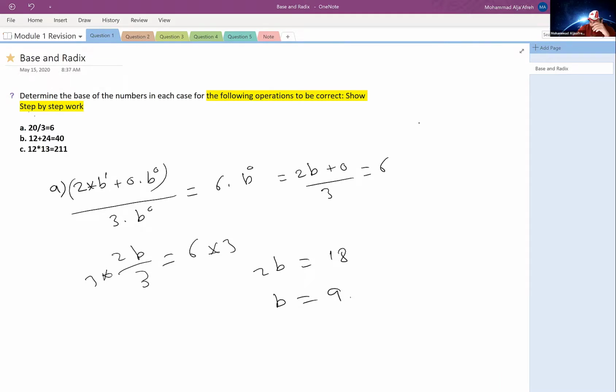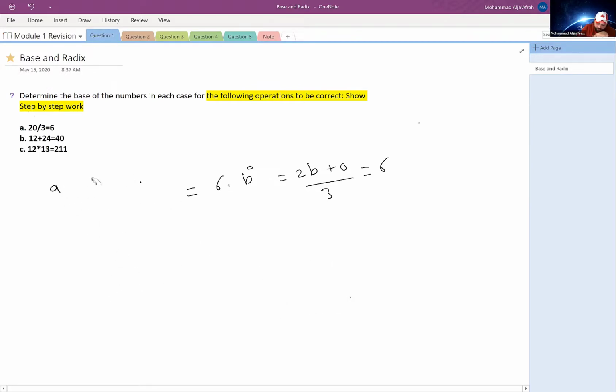I hope this is clear. Okay, so let's move on to another example that we have. I have 12 plus 24 equal to 40.